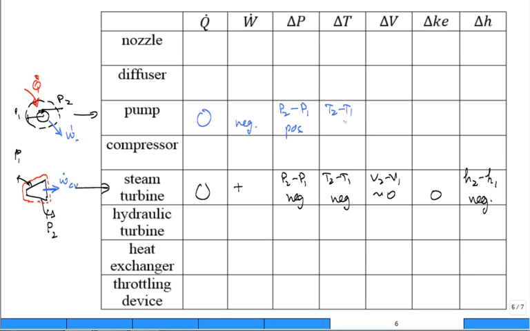Itty bitty, and I mean itty bitty increase. Like 0.2 degrees C, 0.3 degrees C, something like that, even though you have a huge boost in pressure. So guess what the standard assumption is? 0. No real change in temperature.